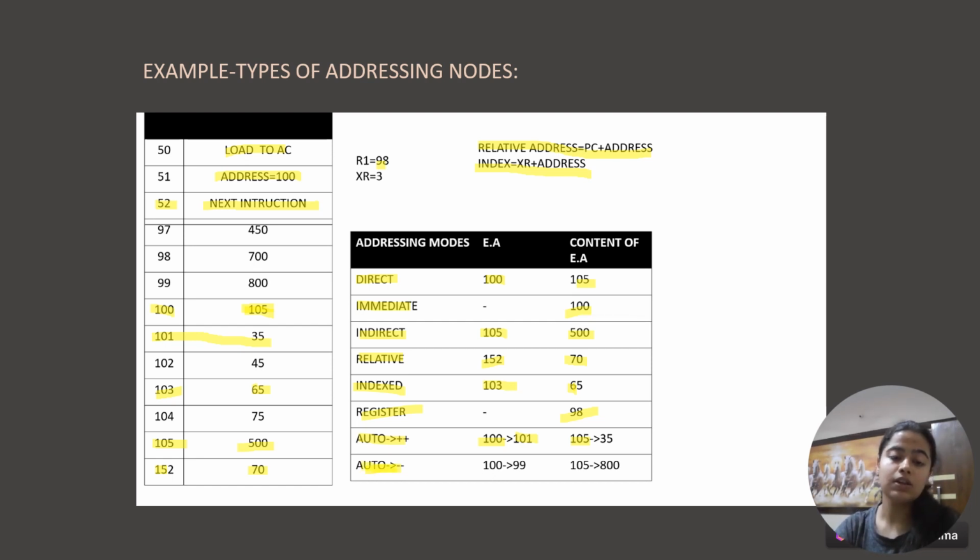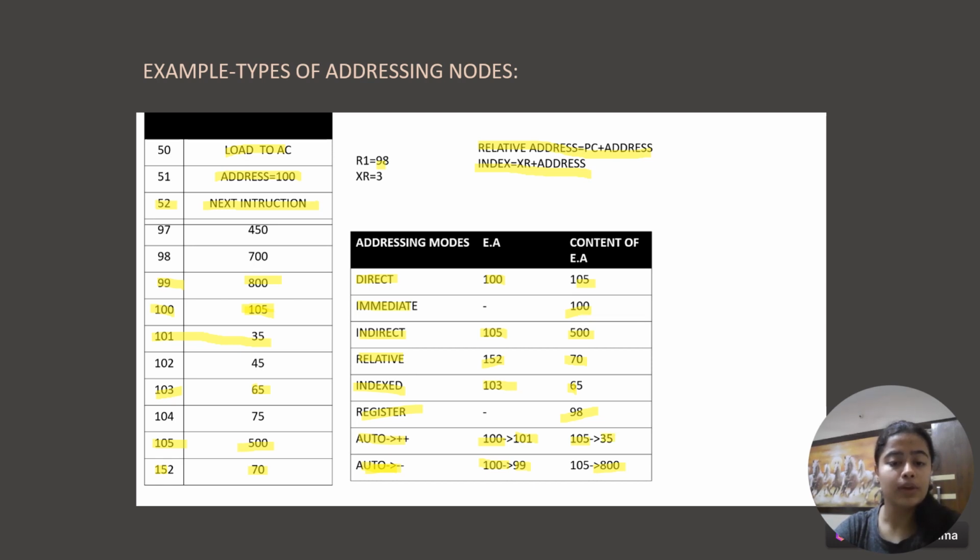Then we have the auto decrement. In auto decrement, the address, whatever is present, is going to get decreased by 1. So the address 100 being decreased by 1 gives us 99. At the location 99 we have 800 as the content. So here this is the content we have.